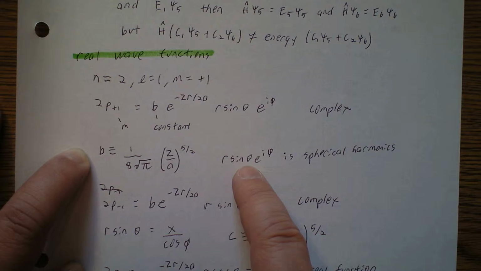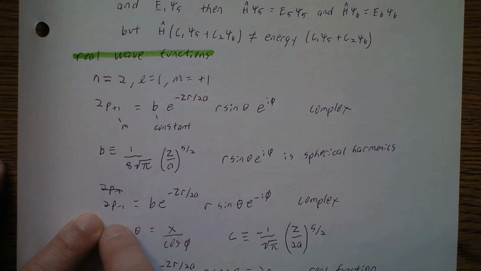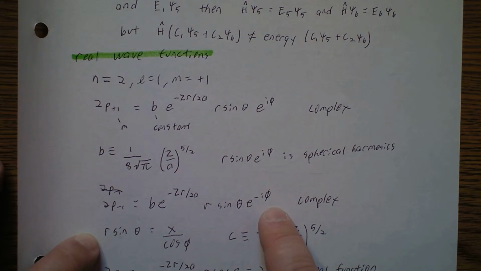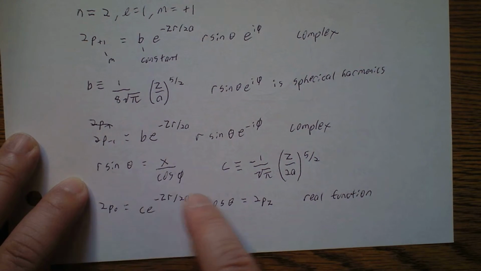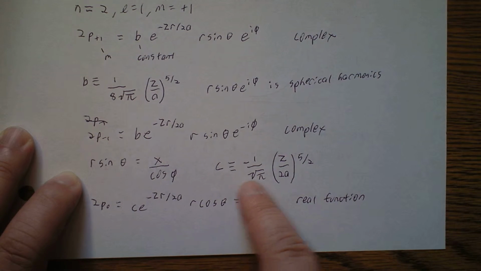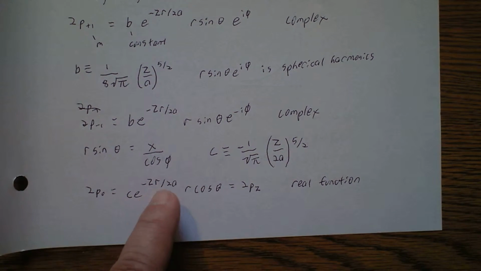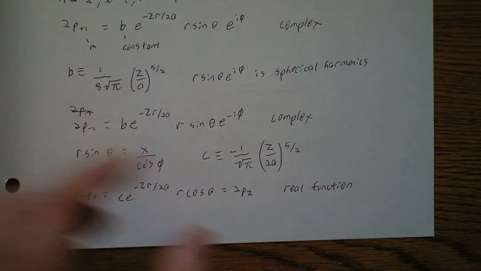Okay, and then r sine theta, e to the i phi, those are spherical harmonics. So we get 2p minus 1, that's equal to B e to the minus Zr over 2a times r sine theta e to the i phi. And that obviously is complex. And then r sine theta cosine phi is equal to x. And C is defined as minus 1 over the square root of pi times Z over a to the 5 halves. So 2p0 is equal to C times e to the minus Zr over 2a times r cosine theta, which is 2pz. This is a real function.